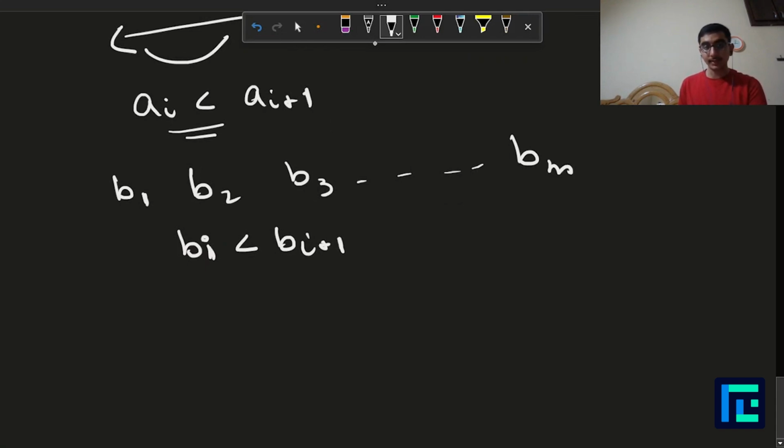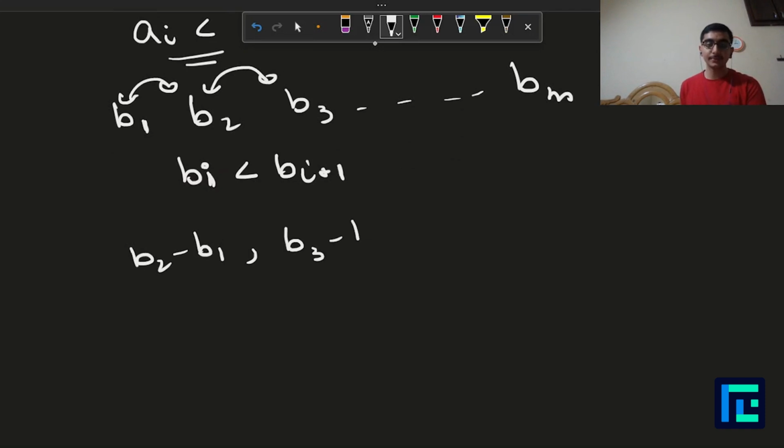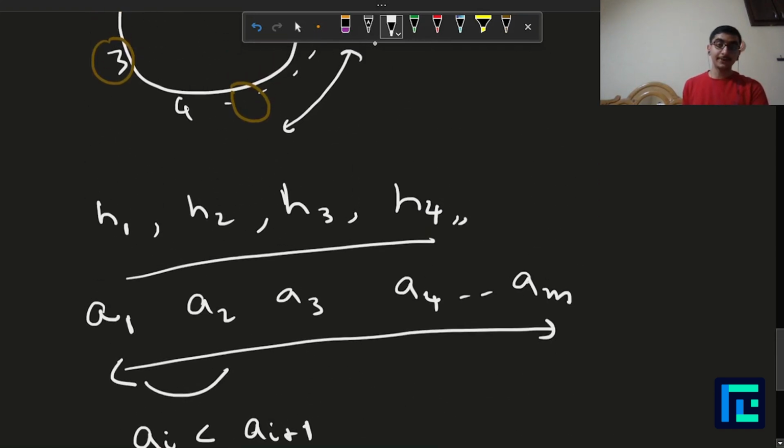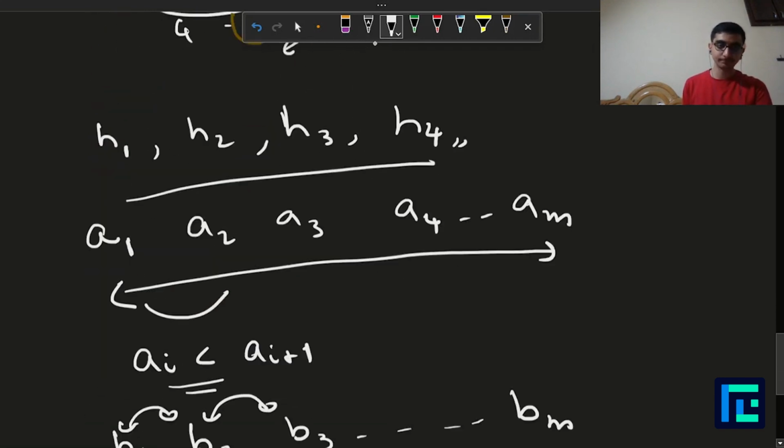Now let's see. The gaps between these already infected houses are B2 minus B1, B3 minus B2, and so on till Bm minus Bm minus 1. And there is another gap, very important, because we know that this is circular, right? So between the first and the last infected house, we'll also have a gap.